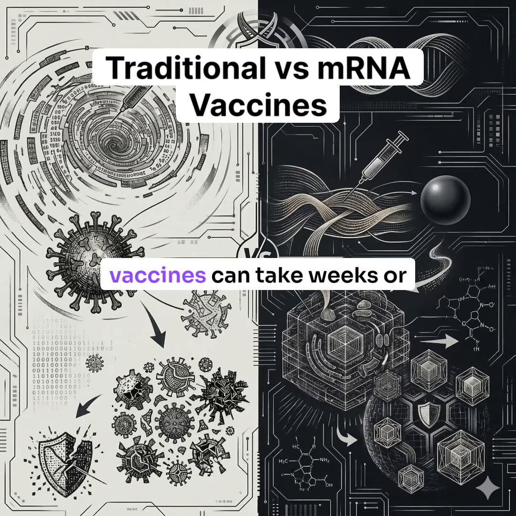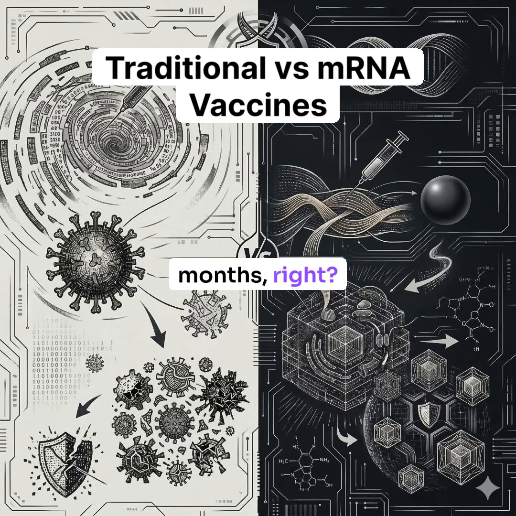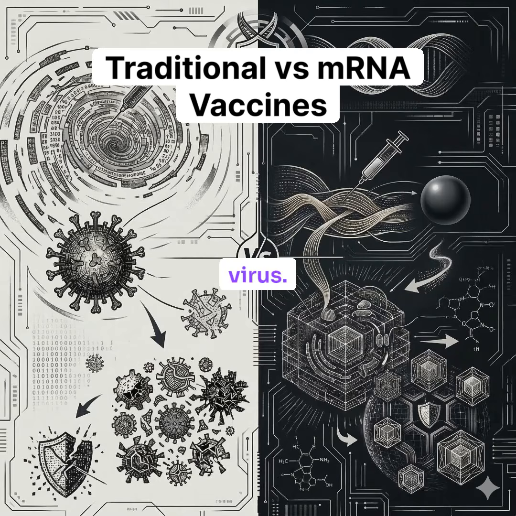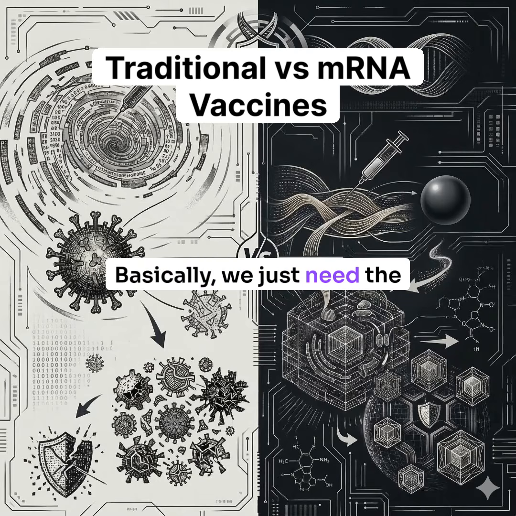Manufacturing of these vaccines can take weeks or months, right? Because it's a much longer process than an mRNA vaccine, which can be quickly designed and scaled up because you don't need this entire process of weakening and inactivating a virus. Basically, we just need the genetic instructions for that one piece of a virus to build the viral protein. So that's the mRNA.